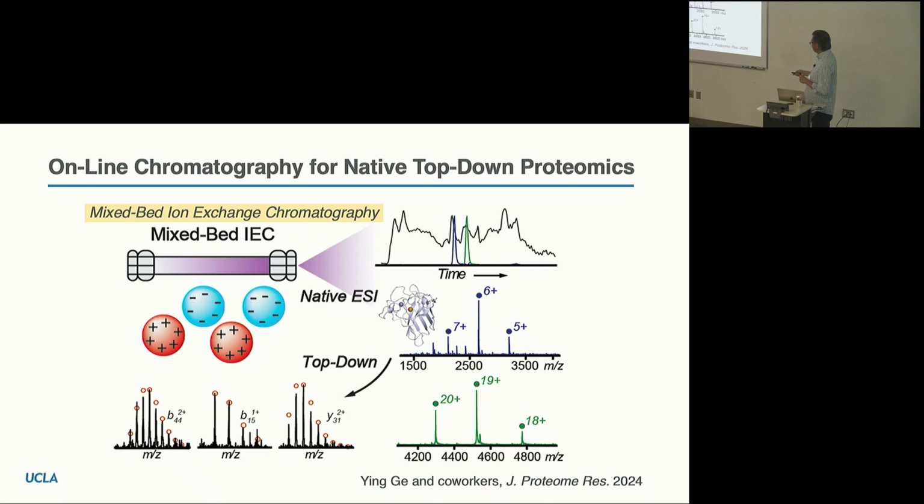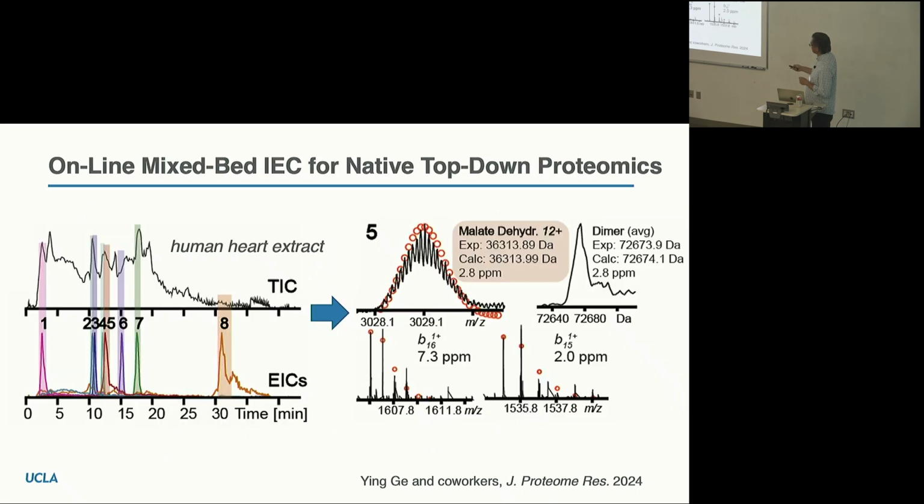But I'll just pull up this paper from Ying Ge's laboratory from Wisconsin. They just published this paper on something called mixed bed ion exchange chromatography, and this is compatible with native mass spectrometry. So I invite you to look at this paper that was just published in the Journal of Proteome Research. Using this mixed bed ion exchange chromatography column, they can resolve different native proteins and then do online top-down mass spectrometry using this technique. Here's one example. This is a human heart extract. That's all they ever study is human hearts, or pig hearts, I guess. And you get all these different complexes present under this really ugly-looking chromatogram.